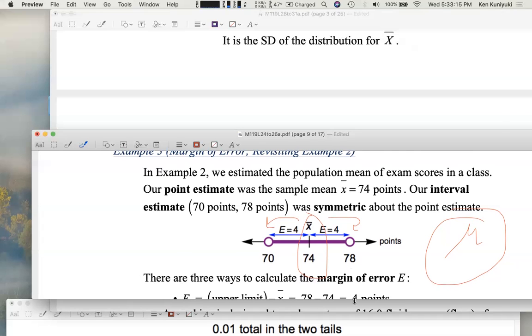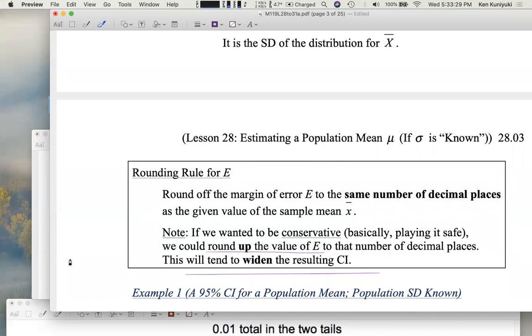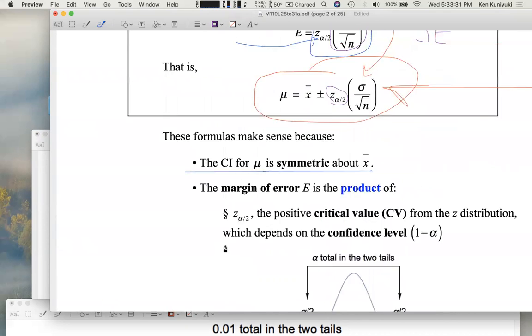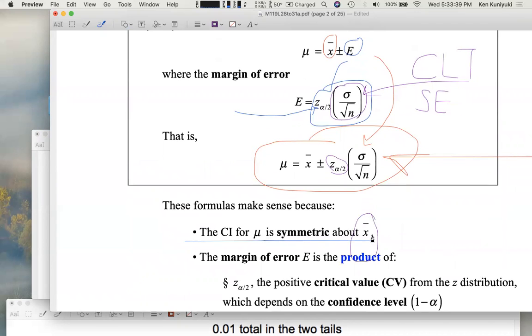But anyway, if you want to play it safe, round up the margin of error. I'm not going to make a big deal of this, but in statistics books, you're sometimes told to play it safe so that you're not sued, for example. And if you want to play it conservative, you round up the margin of error. But if you round off, I'll be fine, as long as you do it to an appropriate number of decimal places, namely the number of decimal places that x bar is rounded off to.